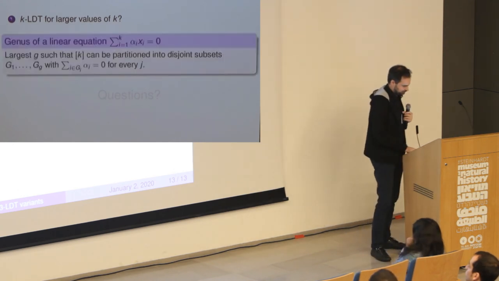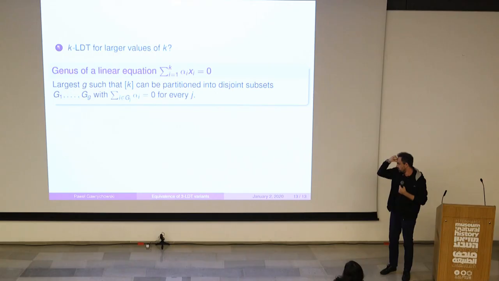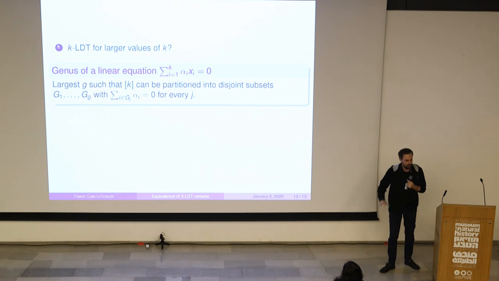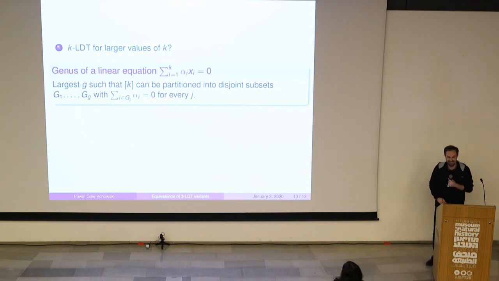And this suggests that, so it's all very recent, so we don't have a good understanding yet. Apparently, people working on additive combinatorics look at different equations and they study density, and they talk a lot about something called the genus of an equation. So you have some linear equation, and the genus is the largest g such that you can partition the coefficients into groups, and in each group, they sum up to 0. So for k equal 3, the genus is 1, you cannot partition, but for k equal 4, it will be 2, and this seems to be maybe when problems become harder than the others. So maybe it depends on the genus, but we don't really know yet. So maybe you will know. Okay, so that's it. And if there are questions, I'm happy to answer.